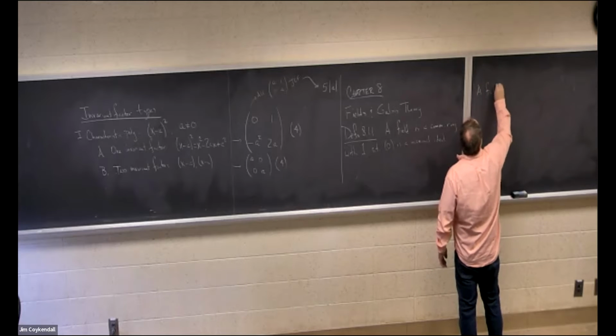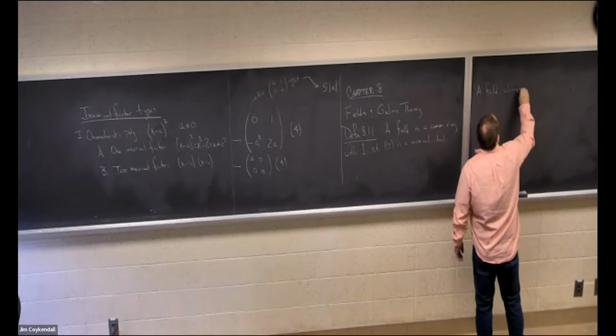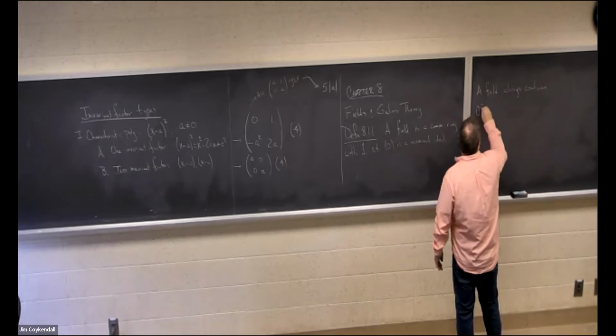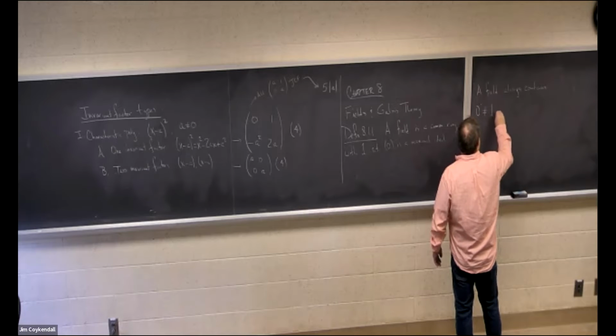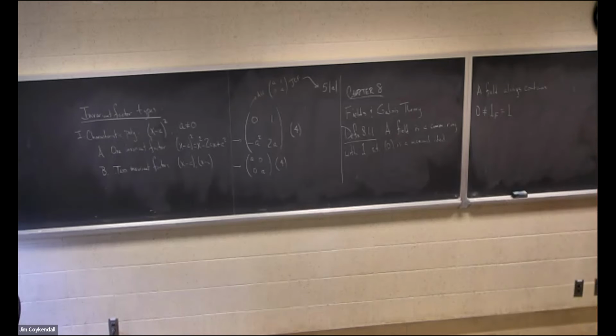A field always contains an element that's the multiplicative identity, which I consider to be distinct from the additive identity. I don't want to call it 0 in the field. And from now on, I will just usually say 1 instead of 1 sub F.